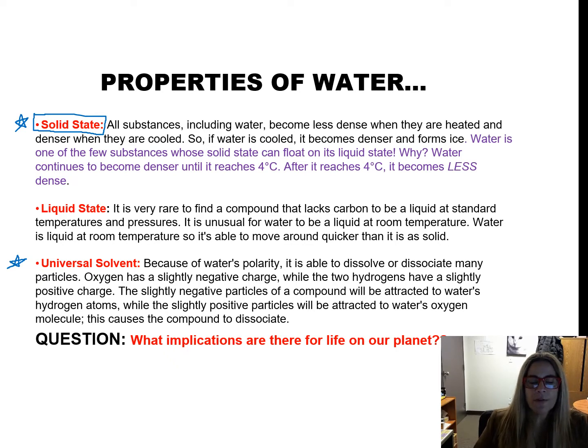Water is one of the few substances whose solid state will actually float on its liquid state. If you think about anytime you've put ice cubes into a glass of water or iced tea, the ice cubes always float. That's because water will become denser as it is cooled until about 4 degrees Celsius. After 4 degrees Celsius, and remember, the freezing point of water is 0 degrees Celsius, once it cools below 4 degrees Celsius, it actually becomes less dense. And that's very, very significant in terms of implications for life on the planet.